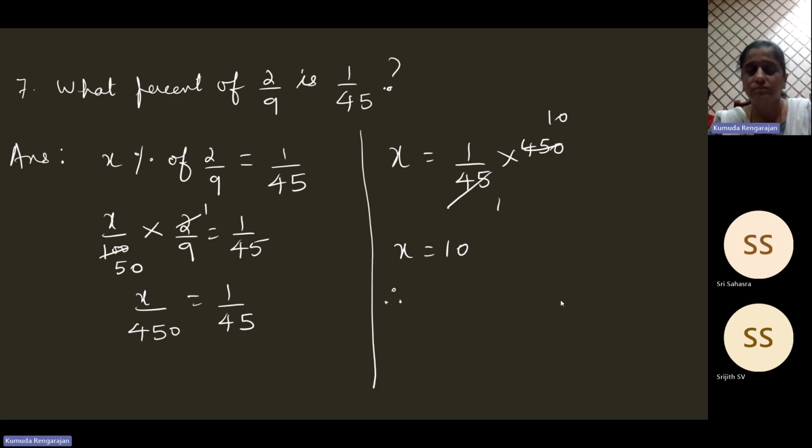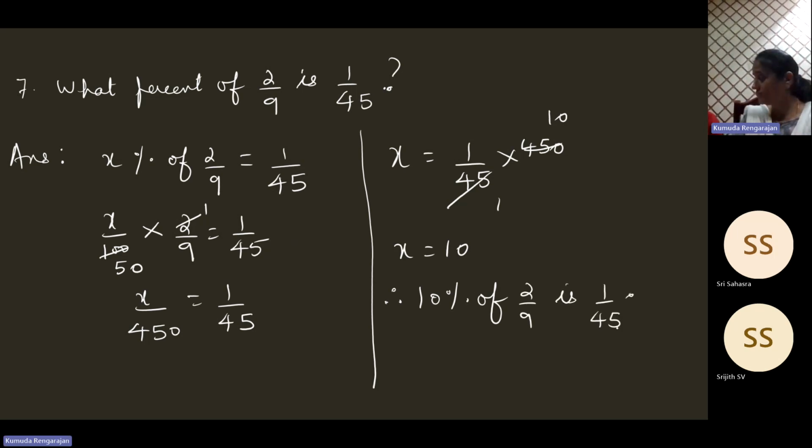Therefore, did it in another way and thought. 10% of 2 by 9 is 1 by 45. Yeah, exactly. That's what we are saying. Oh, transposing 1 by 45 into 1 by 10. Yeah. Oh, correct. Correct. Can I write this in exam script?